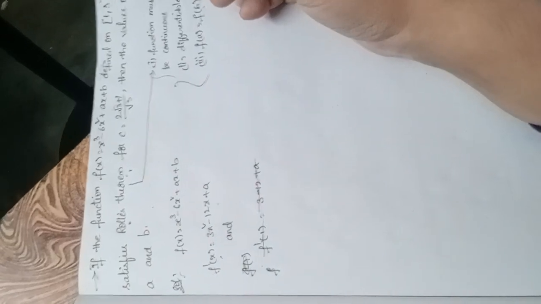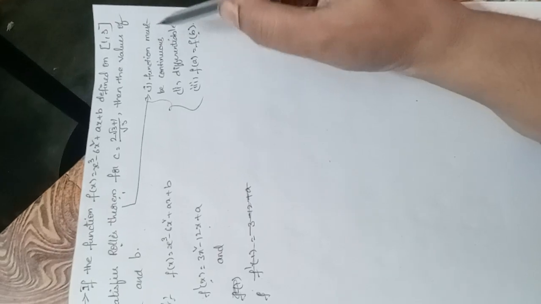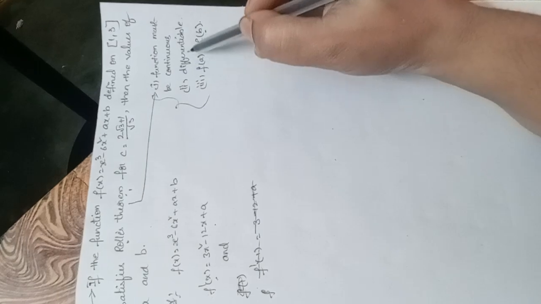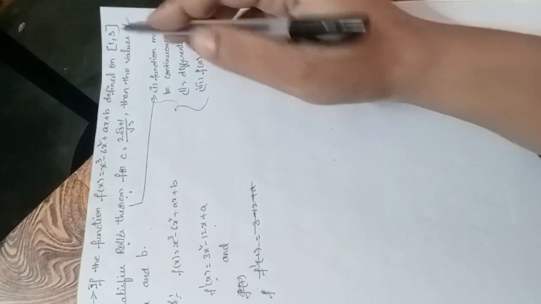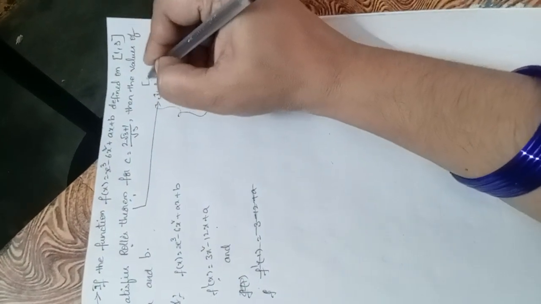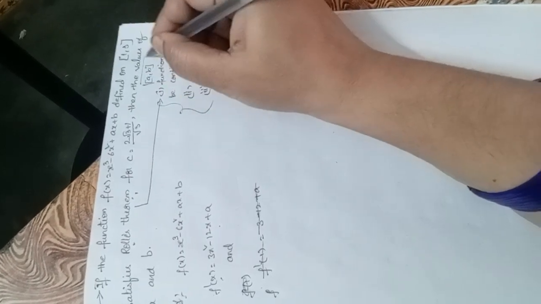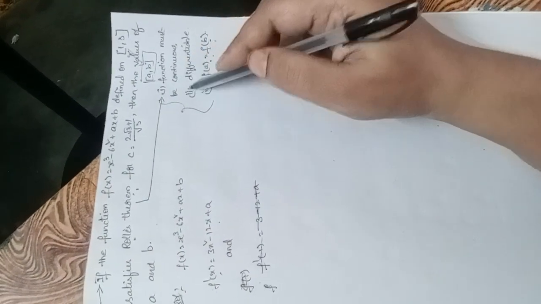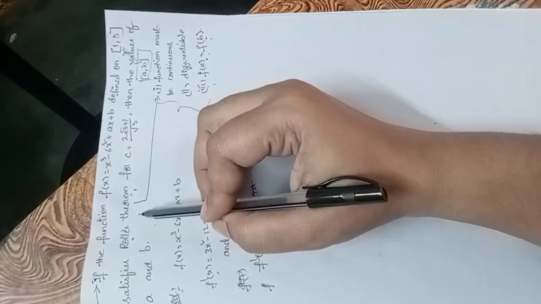We have three conditions so that it satisfies Rolle's theorem. What are those conditions? First of all, the function must be continuous. The second one is the function must be differentiable. And the third is that f of a equals f of b, for the function on the closed interval a comma b. When these three are satisfied by the given function, then we can say it satisfies Rolle's theorem.